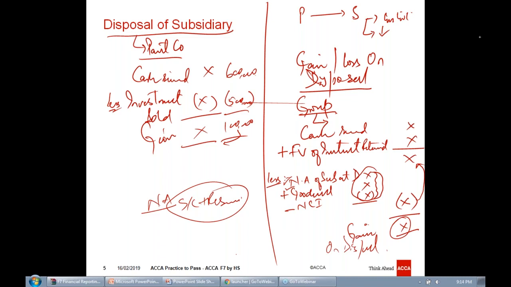So we have received some questions. Okay, the first one is: how about the retained earnings, if stated, where will this gain be reported? Yes, this question is very important.